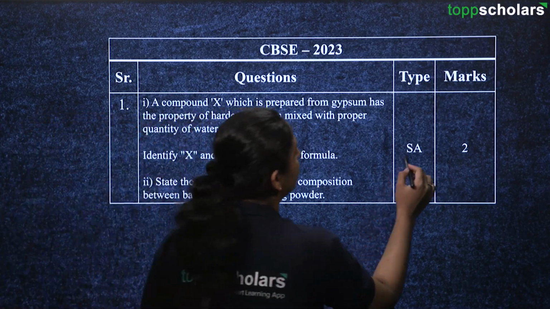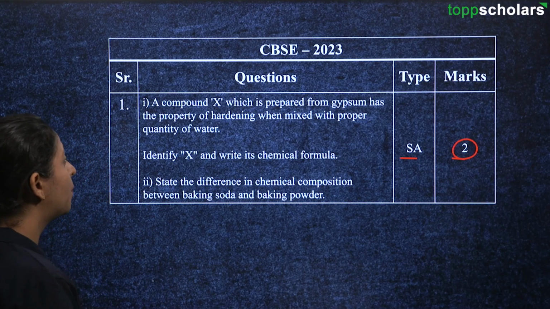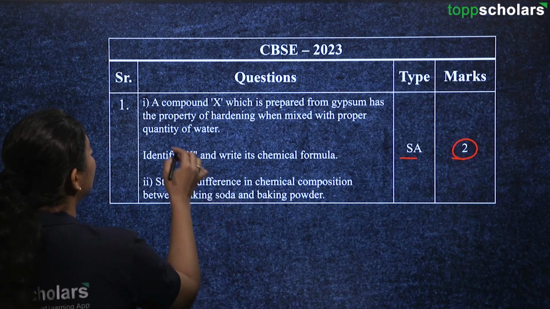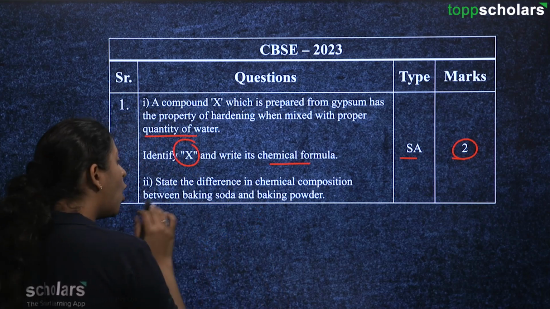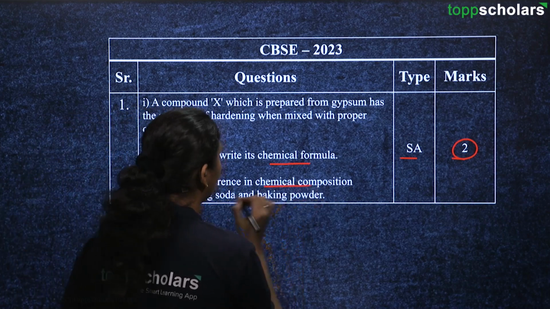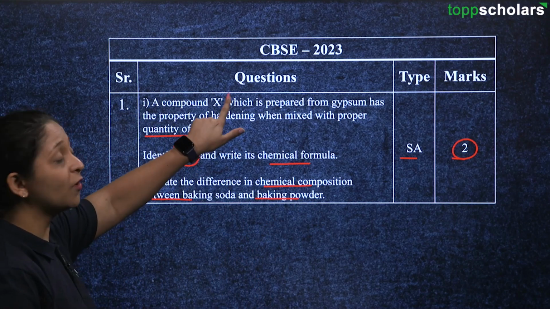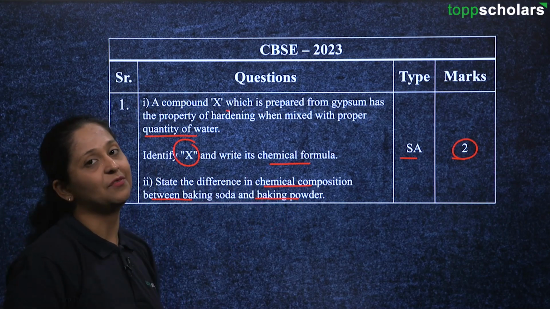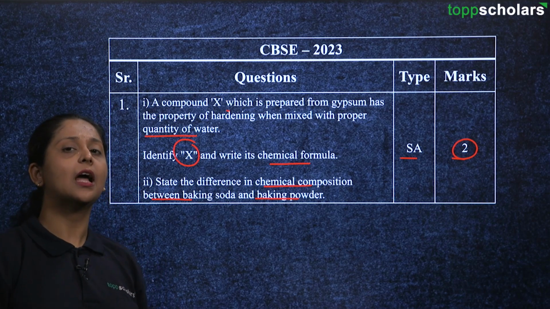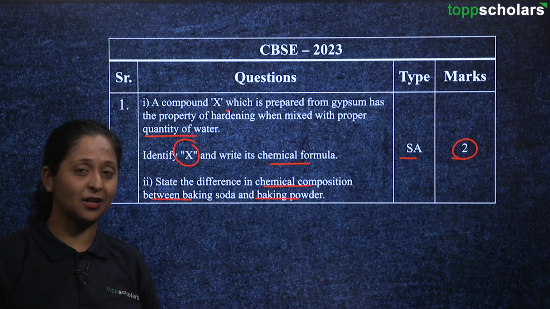A short answer question from the same paper, children. A compound X which is prepared from gypsum has the property of hardening when mixed with a proper quantity of water. You have to identify X and write down its chemical formula. Also, you have to state the difference in the chemical composition between baking soda and baking powder. So students, up till now, we have seen many different types of questions which they have been asking for the past 5 years. Let's try to answer a few which are more difficult ones.